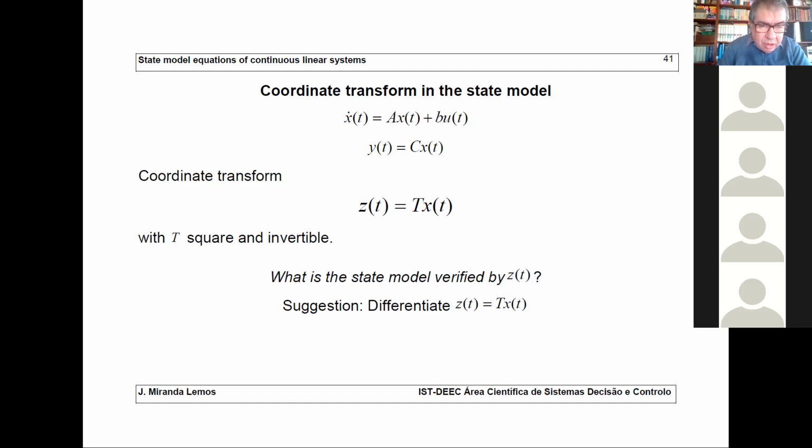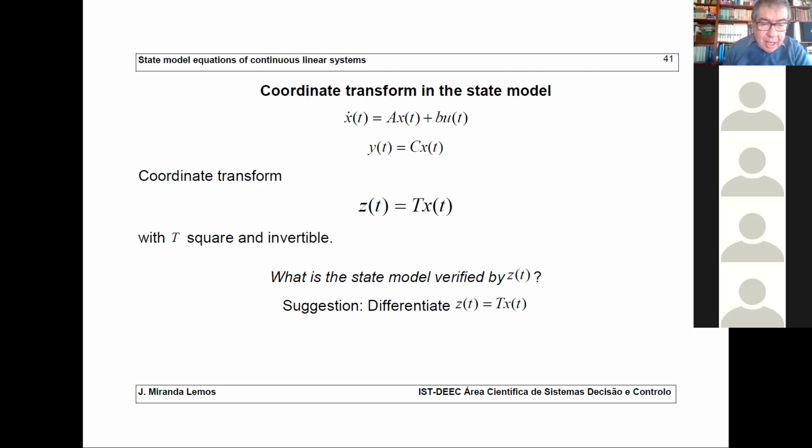And I have one suggestion. I want to find the state equations for z. Something like z dot equals some matrix times z plus some matrix times u. And y, remember that u and y are unchanged, y should be some matrix times z. So what are these matrices that multiply z?